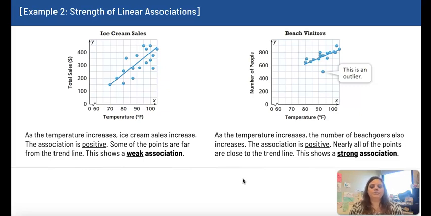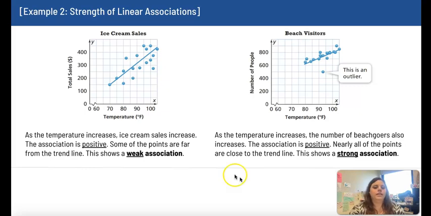However, when we look at the beach visitors, we notice again that as temperatures increase, the number of beachgoers also increases. This association is positive. But with this one, we see that nearly all of the points are really close, almost touching the trend line. So this shows a strong association, which means that our data is going to align with the trend line, and it's going to be easier to make better predictions with the beach visitors, with a strong association, than with the ice cream sales.